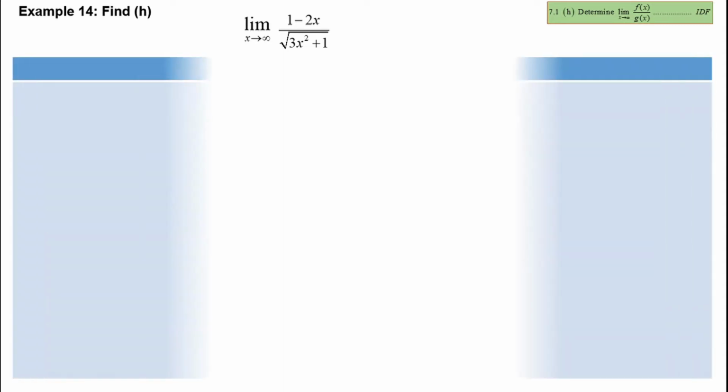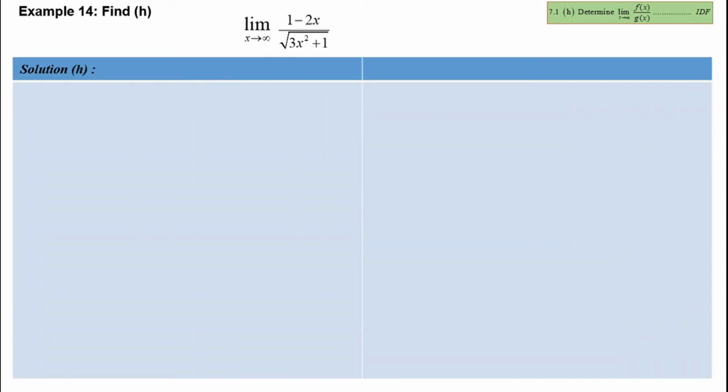We continue with example 14. Find the limit as x approaches positive infinity of the function (1 minus 2x) divided by the square root of (3x squared plus 1). Solution.